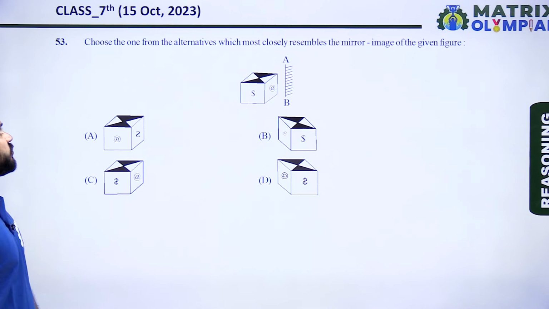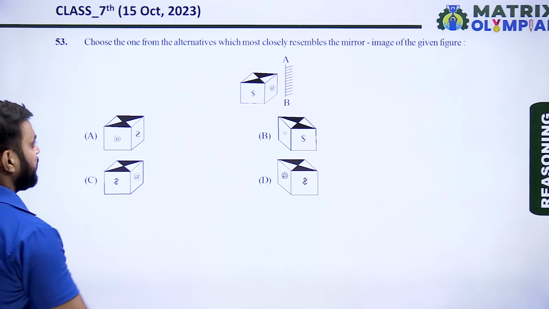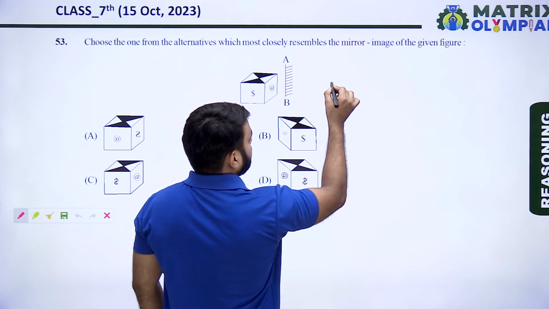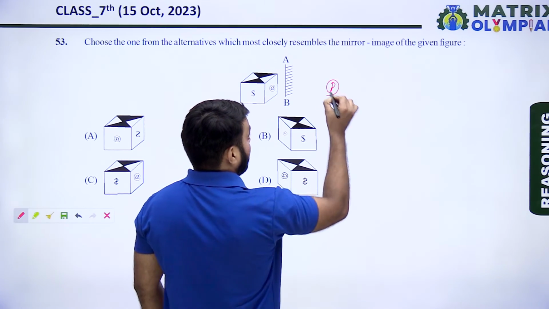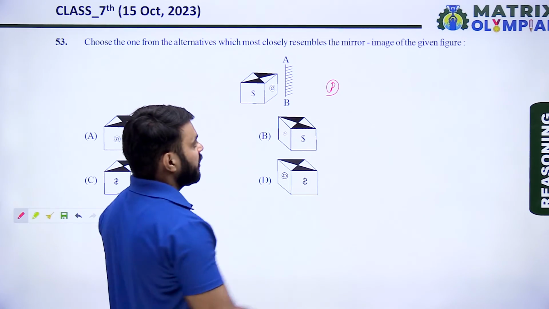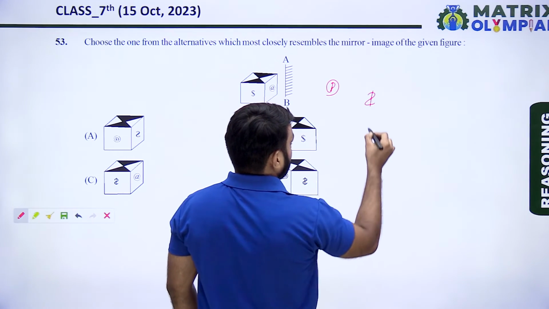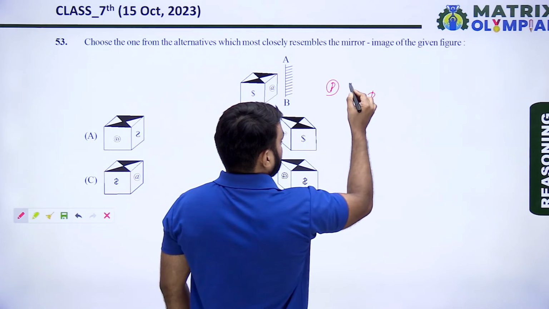So next question is question number 53. Choose the one from the alternatives which most closely resembles the mirror image of the given question. So in this question, find the mirror image of at the rate. So mirror image of at the rate look like as follows. Then find the mirror image of dollar. So mirror image of dollar look like this.